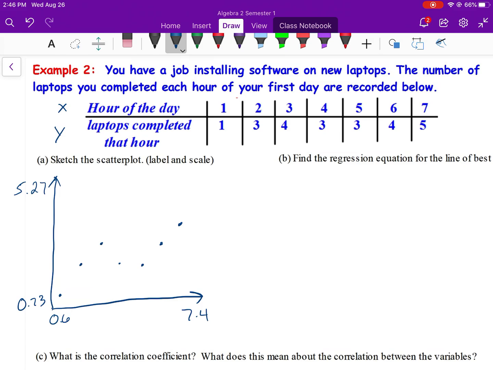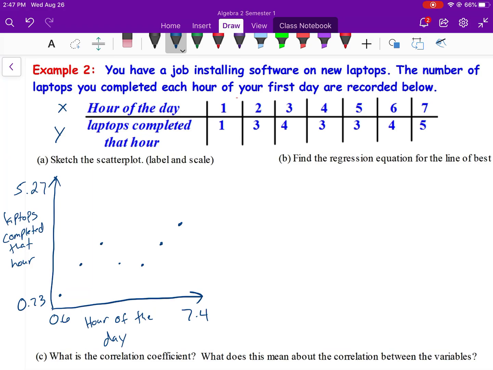Okay. Then after that, we just need our labels. Okay, so our x-axis, that was hour of the day. Okay, and then laptops completed that hour. Okay, those are the 3 things that you need when you are doing a scatter plot. You need the actual scatter plot, so the points. Okay, you need your scale, or your X min, X max, Y min, Y max, and then your labels.